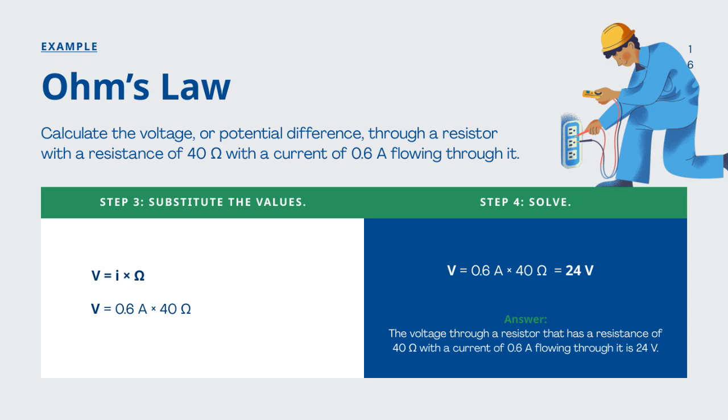This calculation shows us that the voltage across this resistor is 24 volts, which is an important concept because it helps us understand how voltage, current, and resistance are all interconnected. Remember, whenever you know two of these quantities, you can easily find the third using Ohm's law.